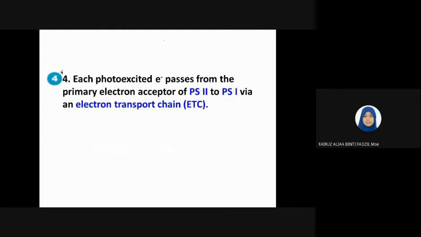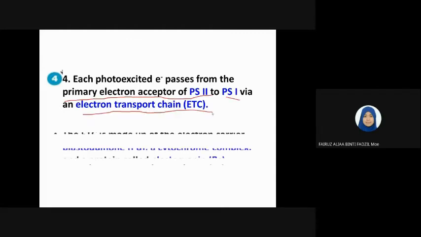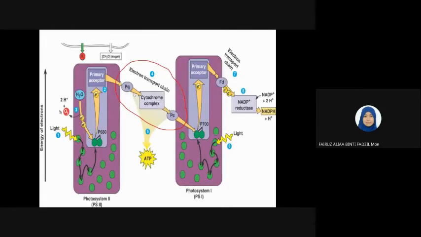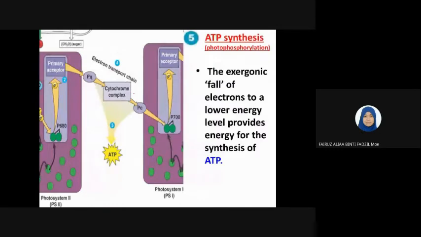Okay. So the photoexcited electron passes from the primary electron acceptor of PS II to PS I via an electron transport chain. This electron transport chain is made up of plastoquinone, or PQ, the cytochrome complex, and also a protein called plastocyanin, or PC. That's what happens in step 4. Now, how does photophosphorylation occur? In step 5, ATP synthesis, ATP will be produced here.